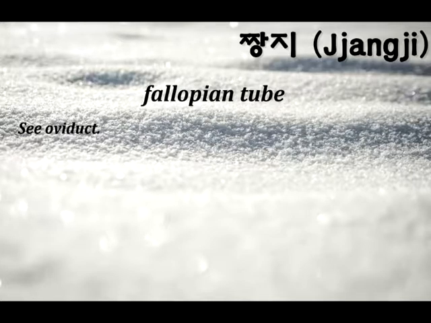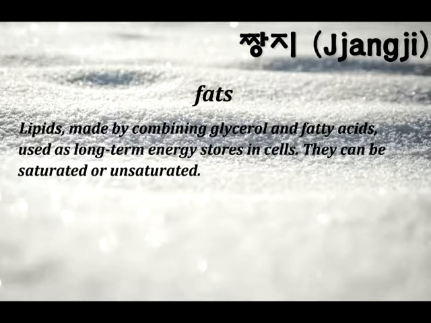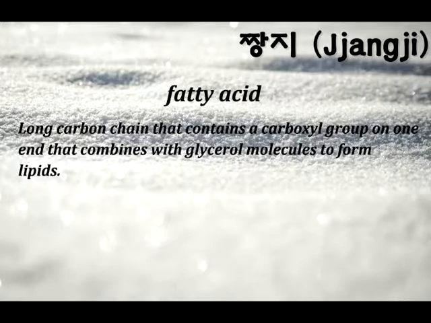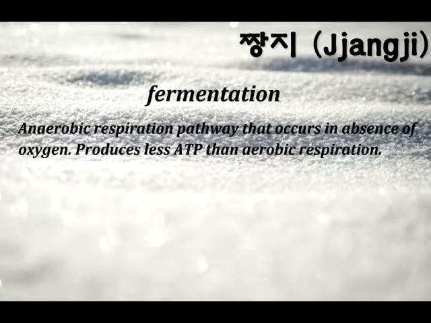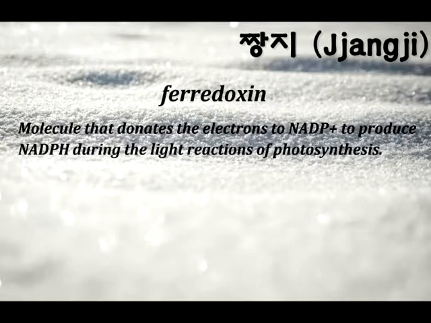Fallopian tube, oviduct. Fats, lipids, made by combining glycerol and fatty acids, used as long-term energy stores in cells. They can be saturated or unsaturated. Fatty acid, long carbon chain that contains a carboxyl group on one end that combines with glycerol molecules to form lipids. Fermentation, anaerobic respiration pathway that occurs in absence of oxygen, produces less ATP than aerobic respiration. Ferredoxin, molecule that donates the electrons to NADP to produce NADPH during the light reactions of photosynthesis.